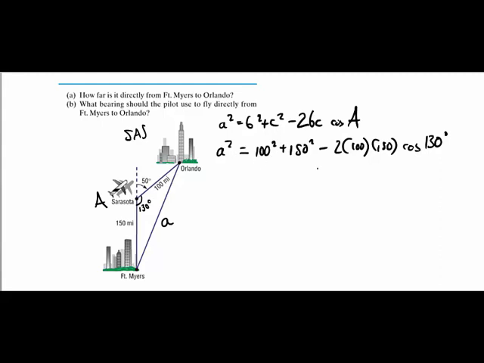Okay, so I'm going to plug all that into my calculator, and I get a pretty hefty number, 51,783.6. Then we take the square root of that, and a is equal to plus or minus, but we don't worry about the minus, 227.6 miles. So this side A is 227.6. So now what we need to do is find the bearing the pilot should use to fly directly from Fort Myers to Atlanta. So this is the angle that we're looking for, and we'll call this angle B.